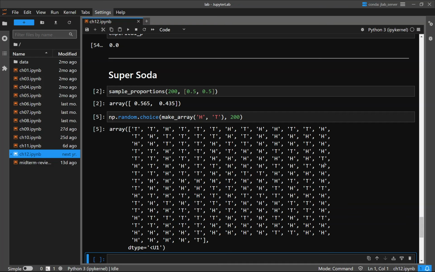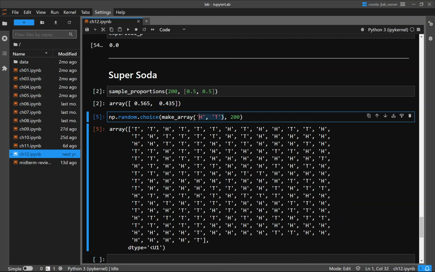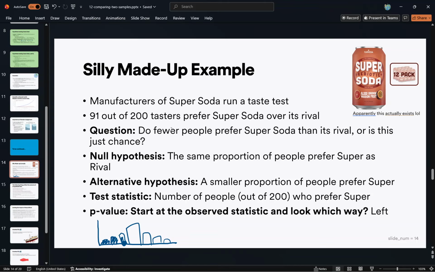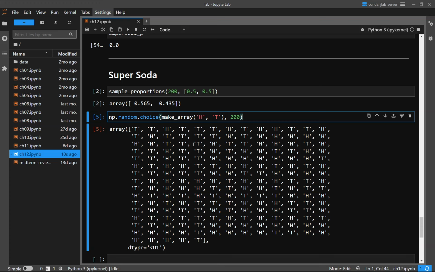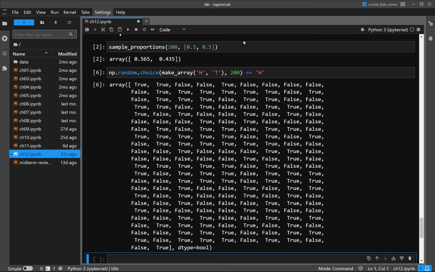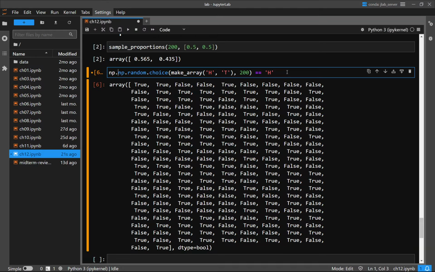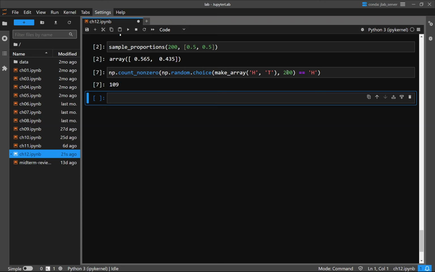And if it really is just a 50-50 split, I'd see this just equally as often, right? So I'm flipping 200 fair coins, and I'm seeing how often it landed on heads. Let's say that heads means that this sample survey liked Super Soda. So that's what I want. How often did I see heads here, for example? Then I can do np.count_nonzero, of course. And it looks like for this simulation, I got 109 people who like Super Soda. Does that make sense?